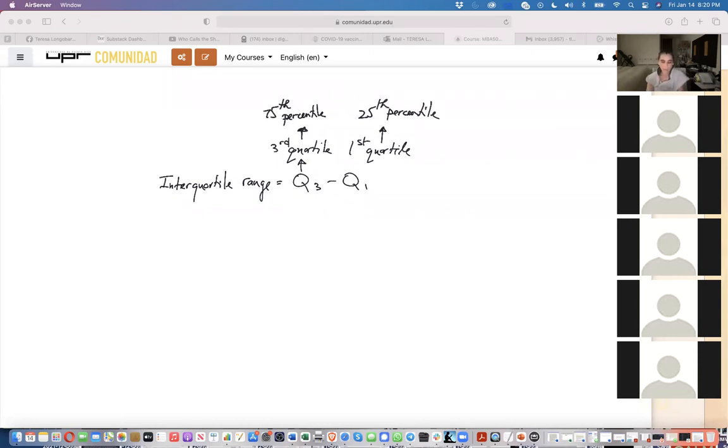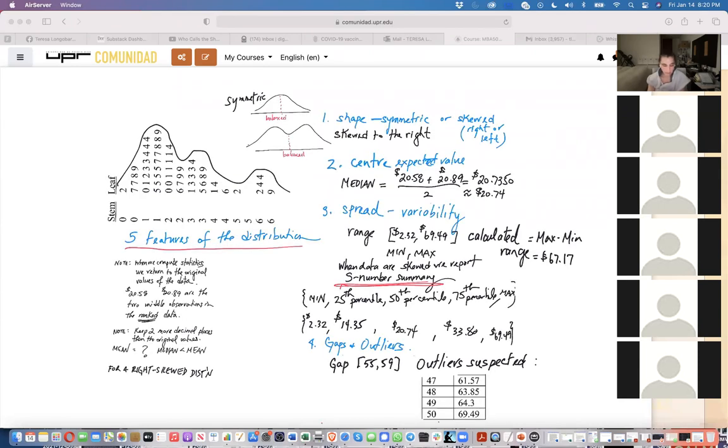So 3/4 is 75, right? And 1/4 is 25. I refer to these as Q3 and this one as Q1. Now, what were the values again? The third quartile was 33.80, I think. Let me go back. It was 33. Oh, I'll take this with me. That's all I need. I just need this with me.